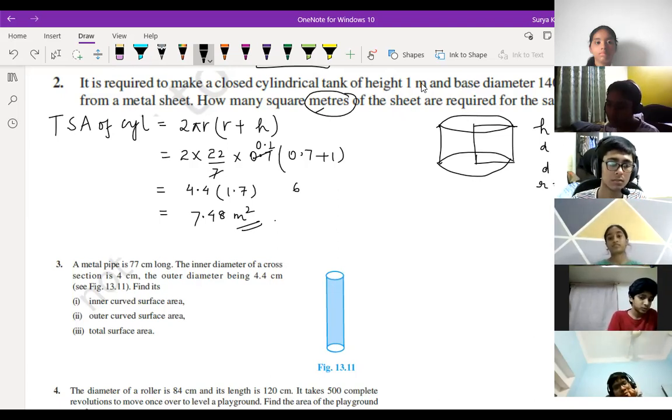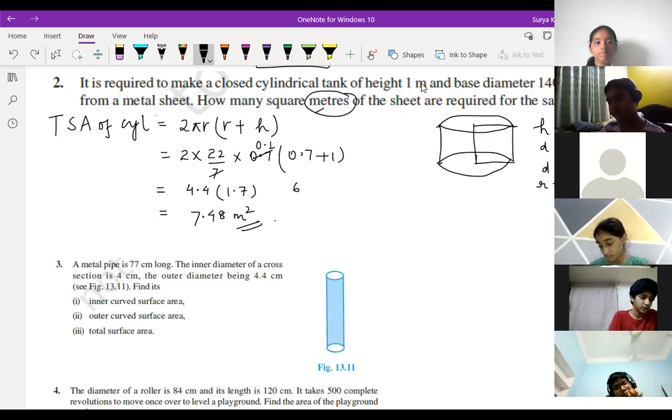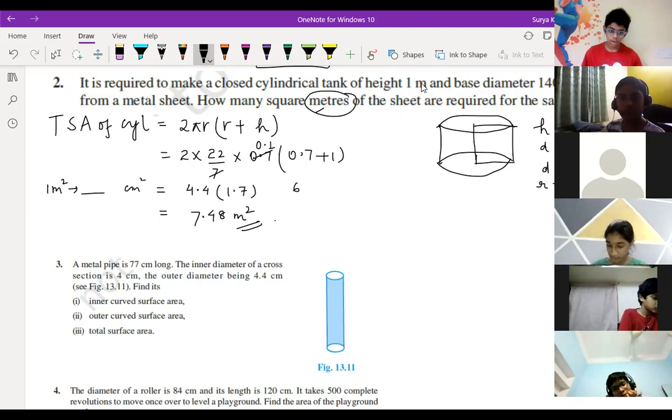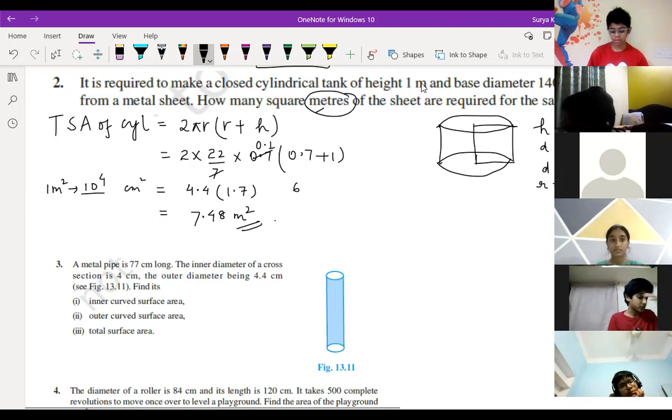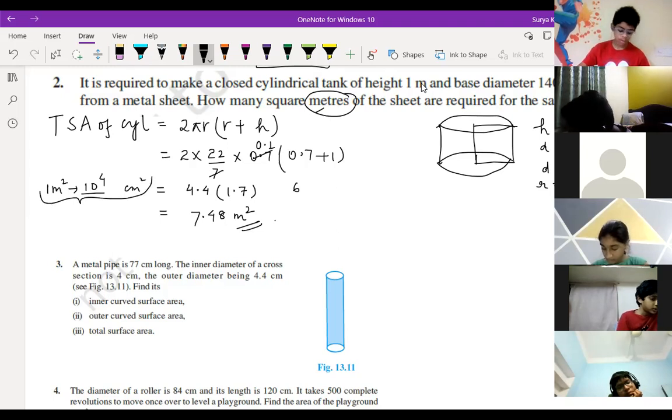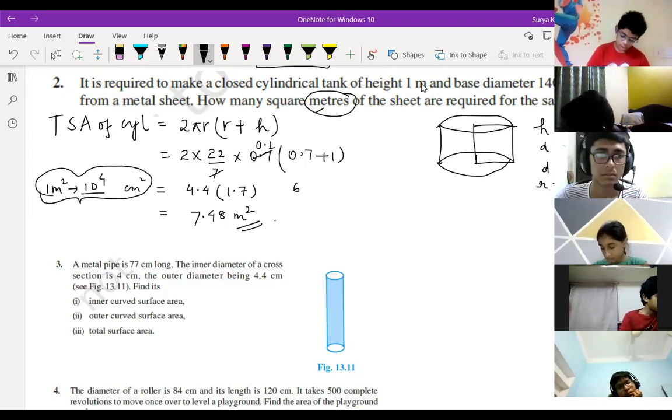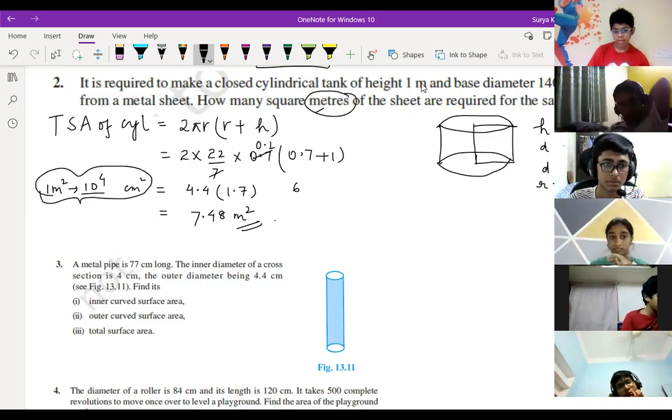Sir, 1 meter into centimeters equals 100 centimeters, and 1 meter square to centimeter square, you are saying? Yes, sir. It's 100 into 100, 10 to the power 4. So 1 meter cube will be 100 into 100 into 100 centimeters, 10 to the power 6. Anyone having doubt till here, children? If you find the answer in centimeters, you can convert it to meters square also.